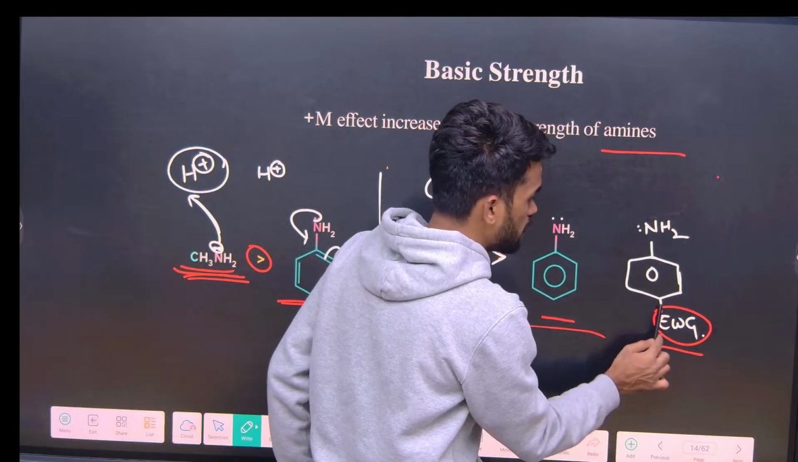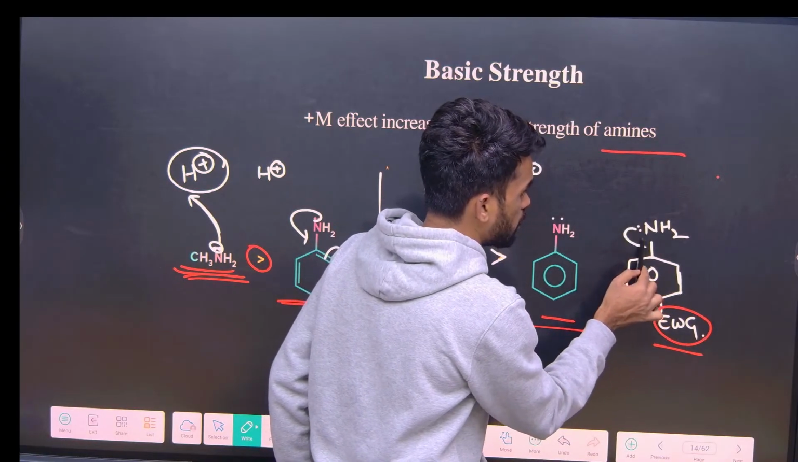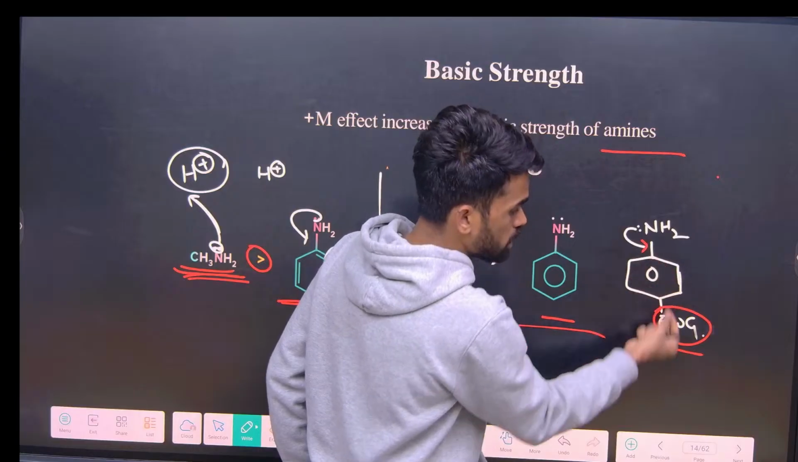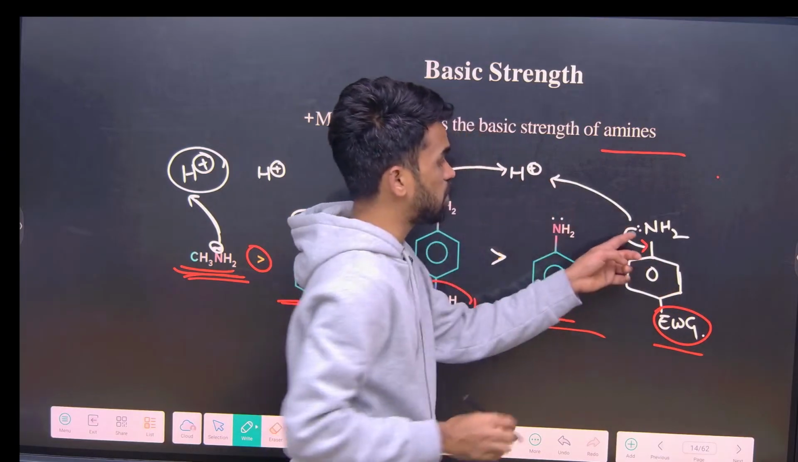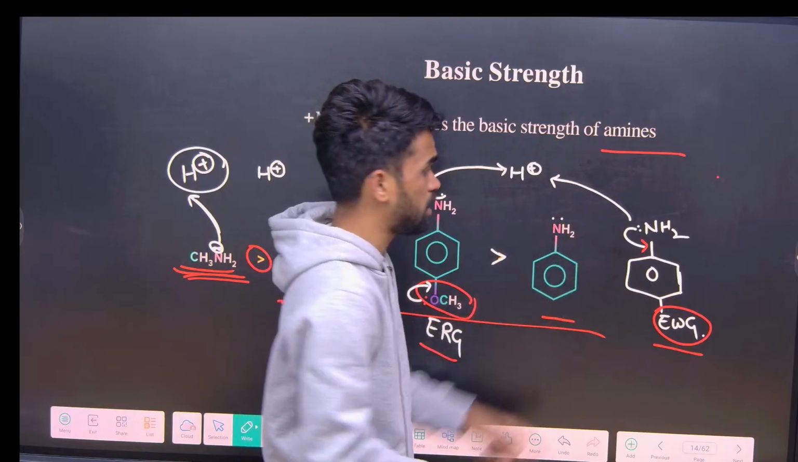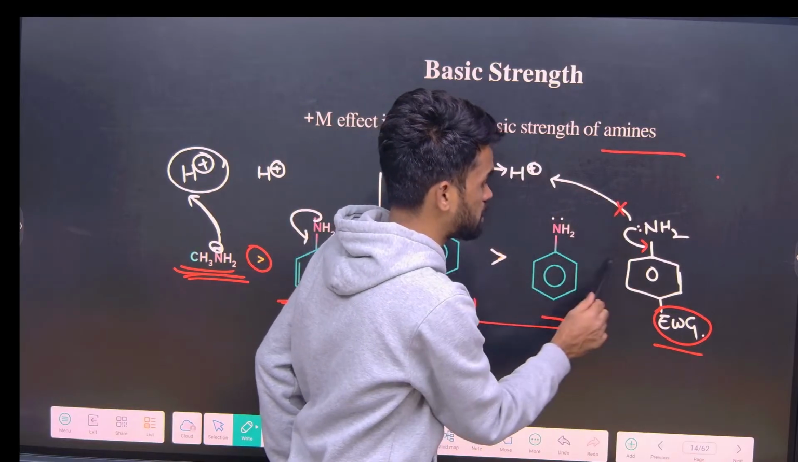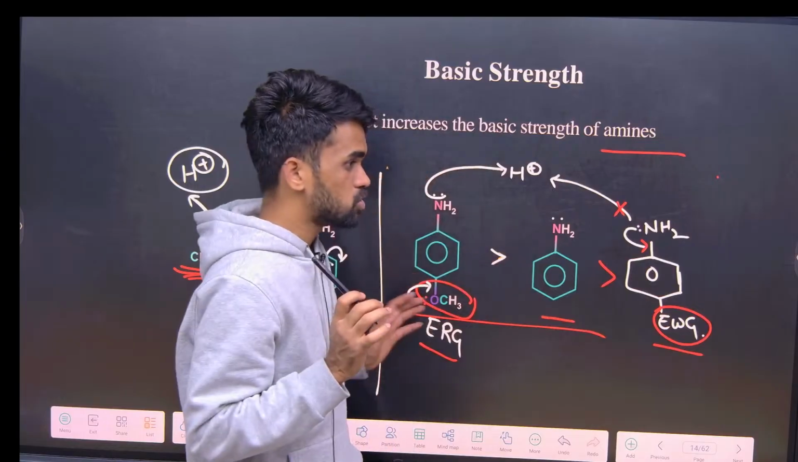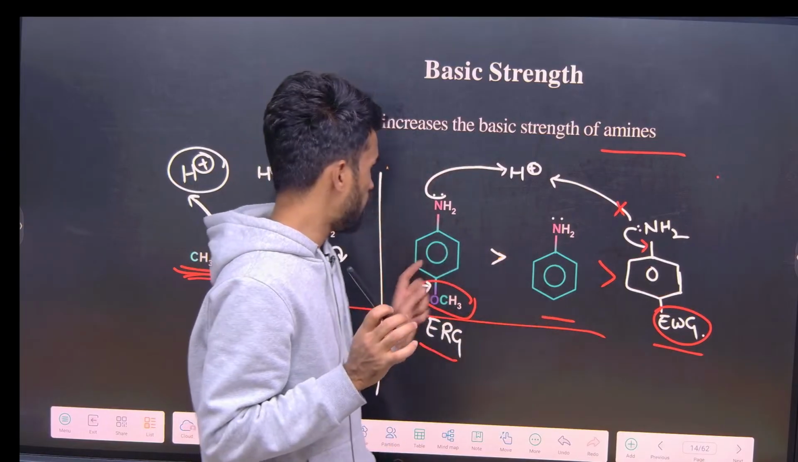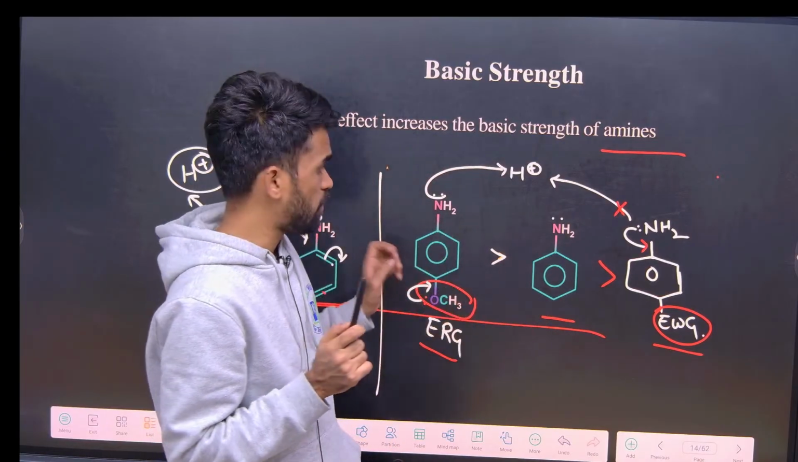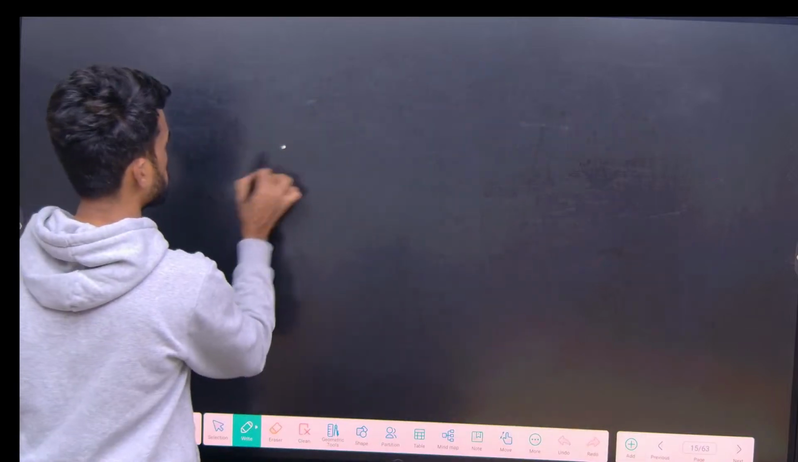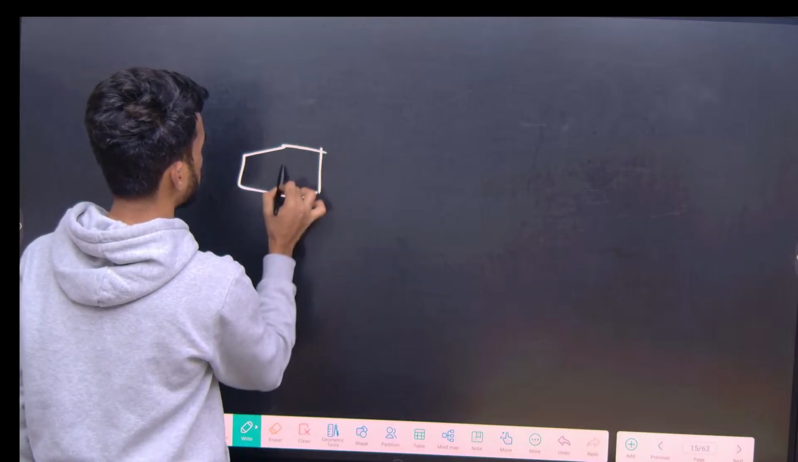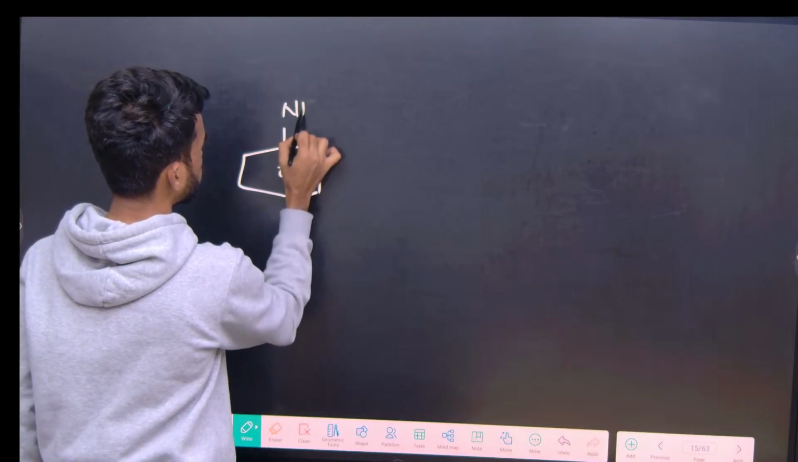And here we have electron withdrawing group. What will it do? It will withdraw the electrons of nitrogen of this aniline towards itself, therefore these are less available to accept this H plus ion. If they are less available to accept H plus ion, I can say this is less basic. So this is the final order of basic strength of aromatic amines.